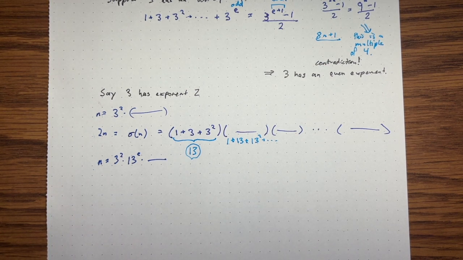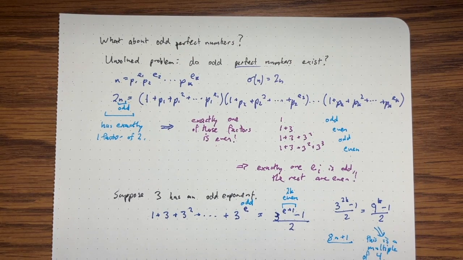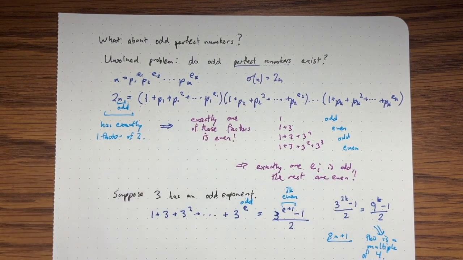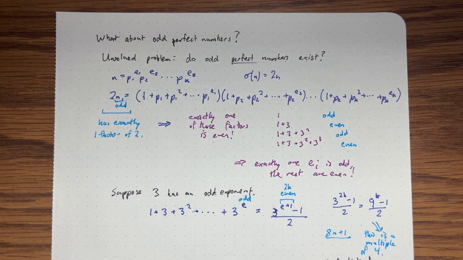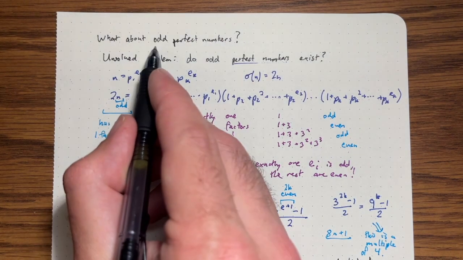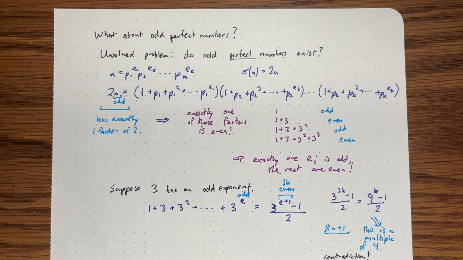So it's a very fun problem to think about, but I wouldn't spend a whole lot of time on it if I were you, because people have been thinking about this for 2,000 years, and still nobody has any idea if these numbers exist. We have proved probably hundreds, if not thousands, of conditions on odd perfect numbers if they do exist, but nobody has any idea currently.